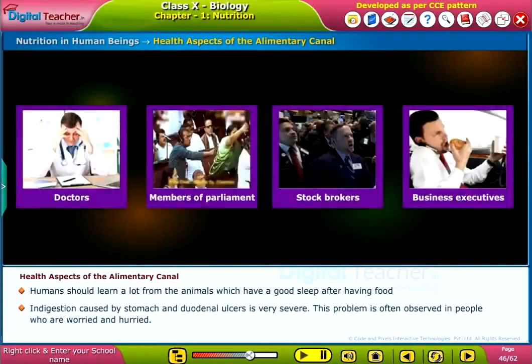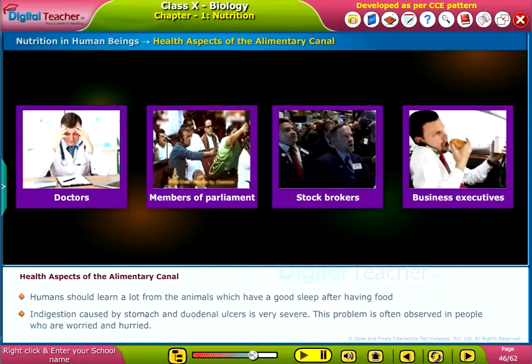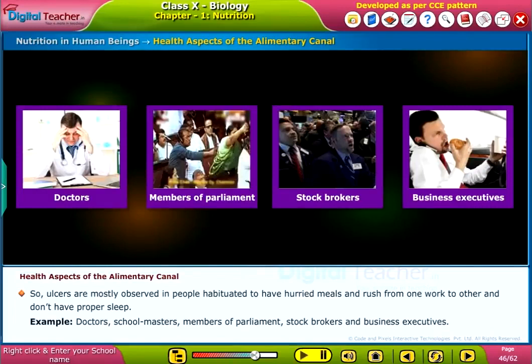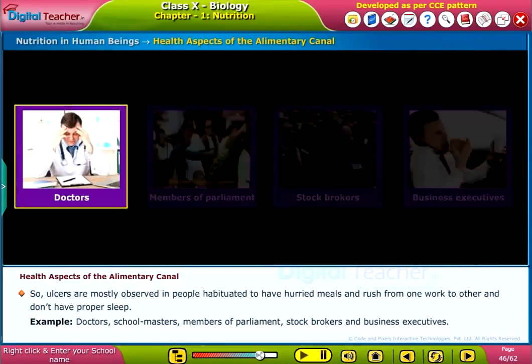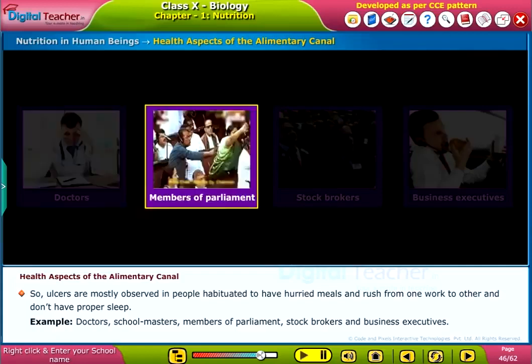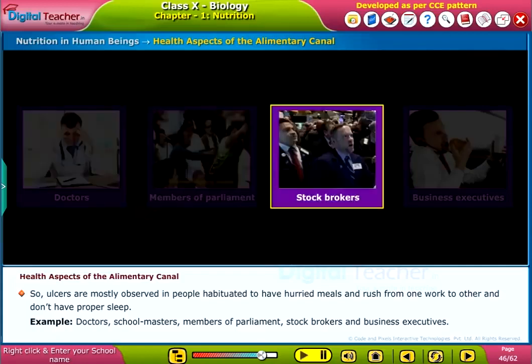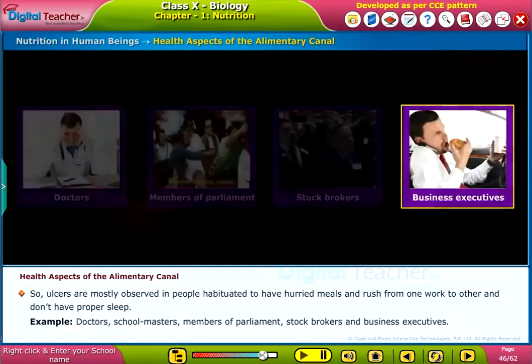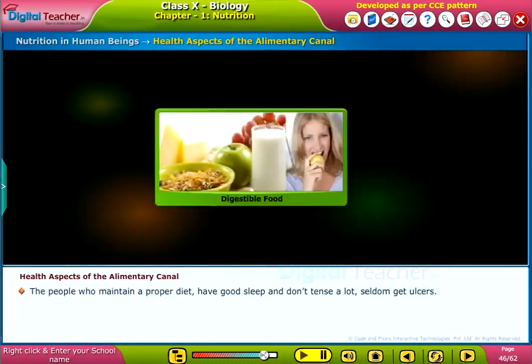Indigestion caused by stomach and duodenal ulcers is very severe. This problem is often observed in people who are worried and hurried. So, ulcers are mostly observed in people habituated to having hurried meals and rushing from one work to another and who don't have proper sleep. Examples are doctors, schoolmasters, members of parliament, stockbrokers, and business executives. The people who maintain a proper diet, have good sleep, and don't tense a lot seldom get ulcers.